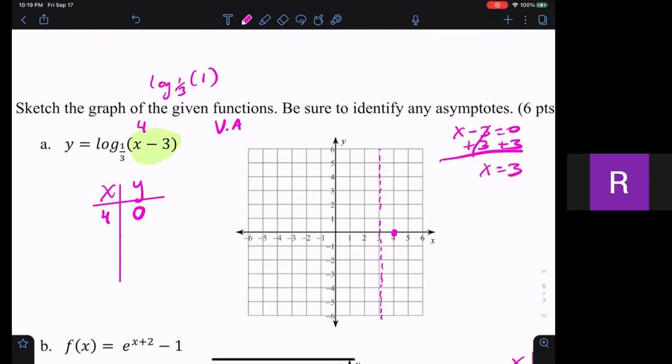I need to make the inside 1/3 so I can apply this rule. Log base 1/3 of 1/3 equals 1, right? Like log base a of a is 1. I need to apply that. So I need to set the parentheses equal to 1/3.